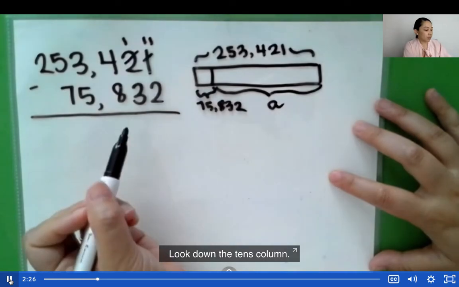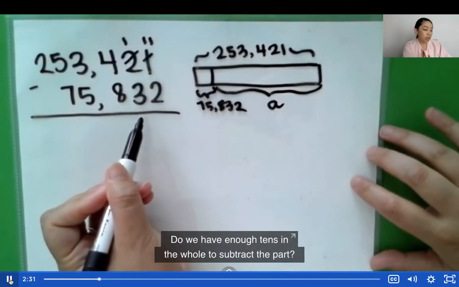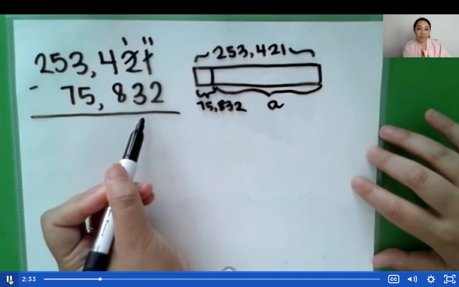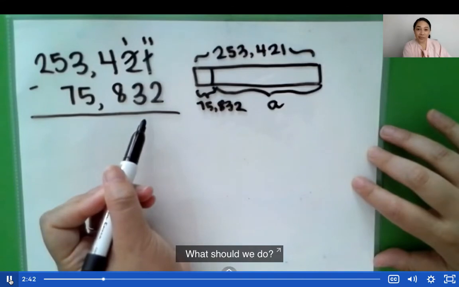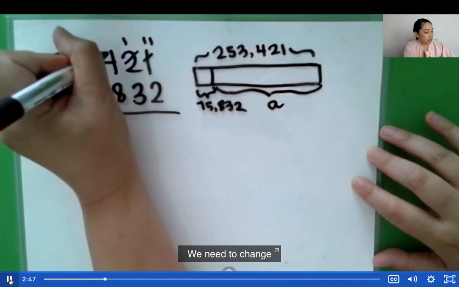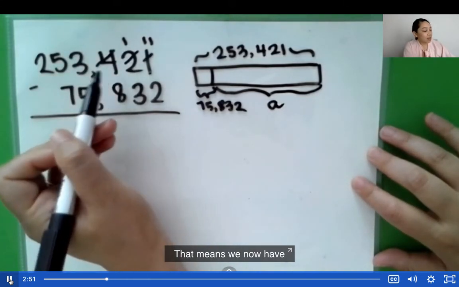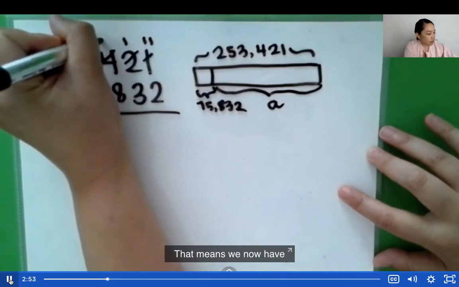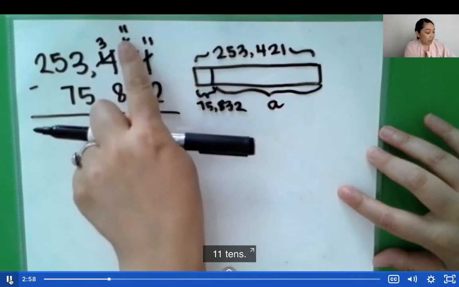Look now in the tens column. Do we have enough tens in the whole to subtract the part? No, we don't. 0 tens is less than 3 tens. What should we do? We need to change 1 hundred for 10 tens. That means we now have 3 hundreds and 11 tens.